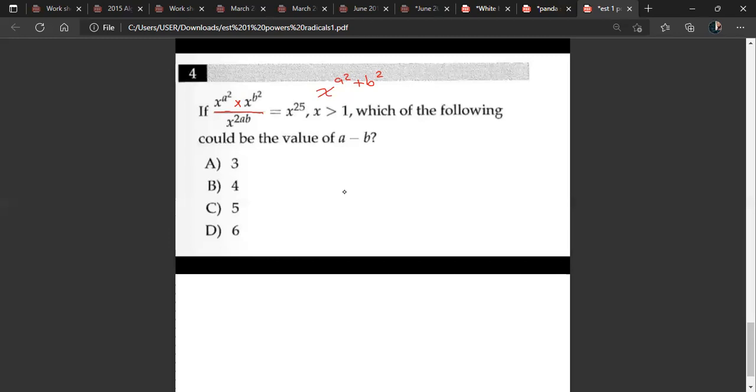Minus, because we have division here, minus what? 2ab, equals x power 25. Is this clear? Yes, it's clear.